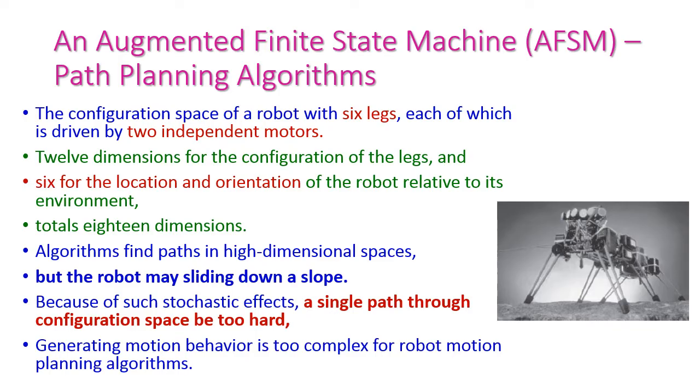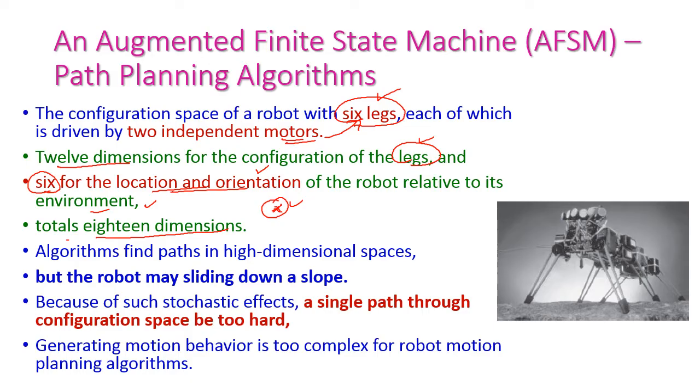So as per our example, our robot is having 6 legs, and 2 independent motors are there to control a single leg. So totally 12 dimensions are there for configuring only the legs, and 6 dimensions are there for its location and orientation in the environment. Okay, so totally 18 dimensions.